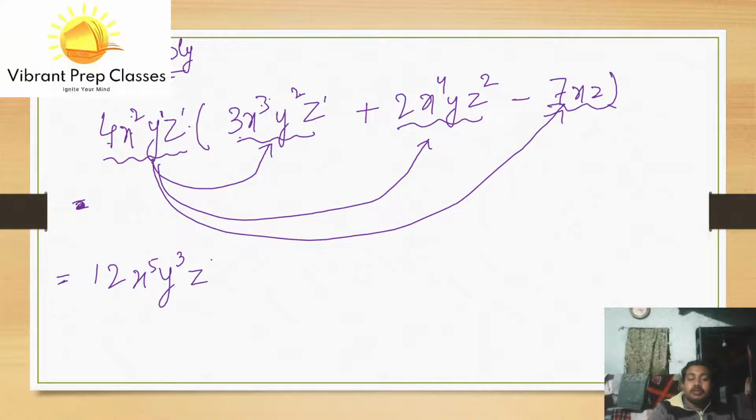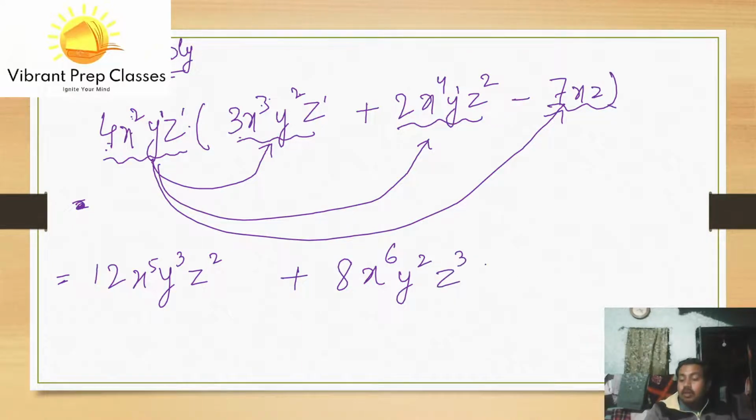Then plus, we multiply 4x square yz with 2x4 yz square. So 4 2s are 8, x power 2 plus 4 is 6, y power 1 and y power 1 is y's power 2, and z's power 1 and z's power 2 is z's power 3.